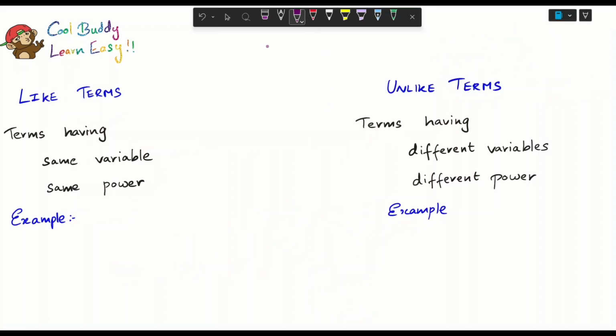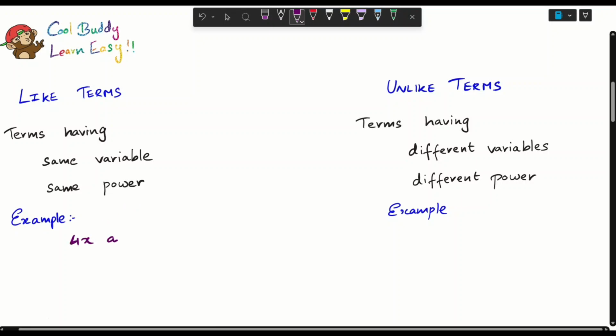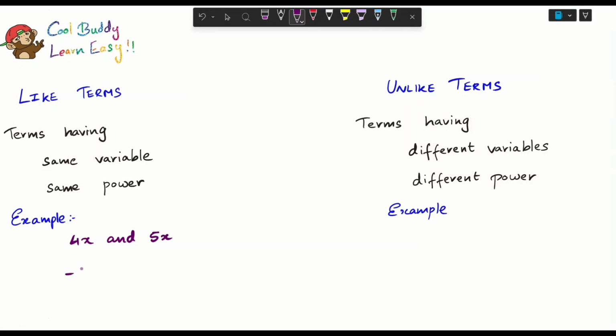Now let's understand the types of terms. It is classified into 2 types. They are like terms and unlike terms. Like terms means terms having the same variable and the same power. Example: 4x and 5x. Then minus 3a square and 5a square. Here we have to consider the variable and the power and not the sign. Then minus 5 and plus 2. These are like terms.